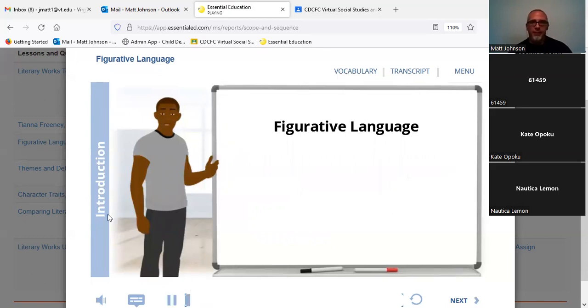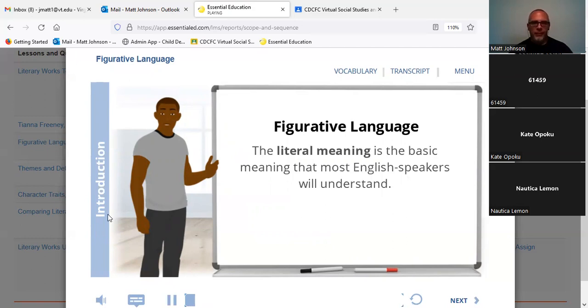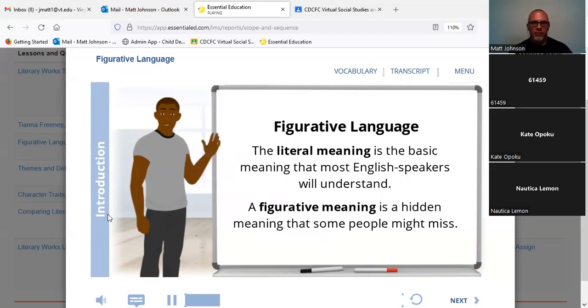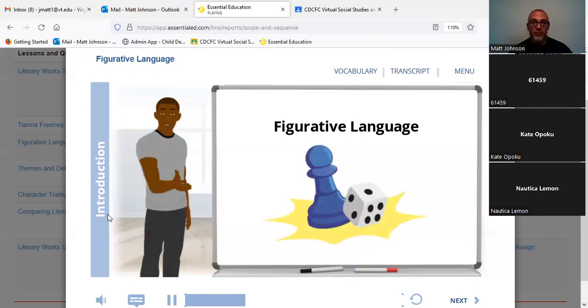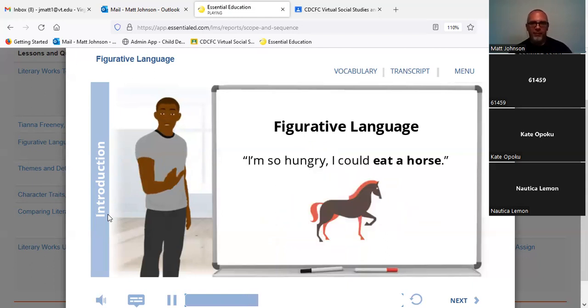Phrases have a literal meaning. The literal meaning is the basic meaning that most English speakers will understand. Some words and phrases, however, also have a figurative meaning. A figurative meaning is a hidden meaning that some people might miss. Let me give you an example. A few months ago, Maria hosted the board game night. At one point, Wayne suggested that we order pizza. We've been playing for a while, so that seemed like a good idea to me. I said, I'm so hungry I can eat a horse.